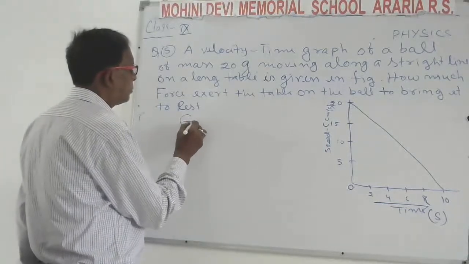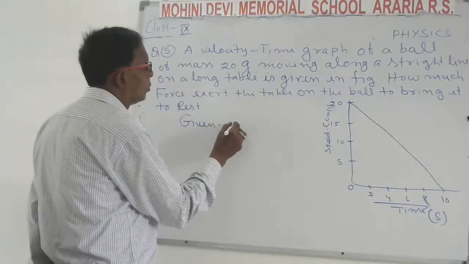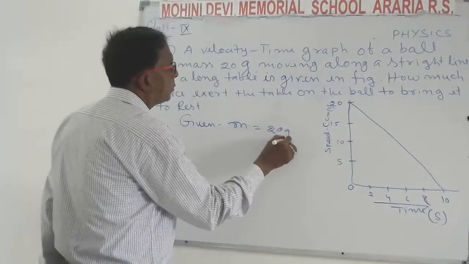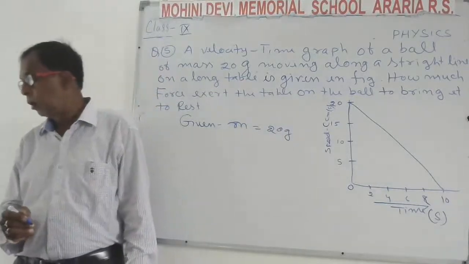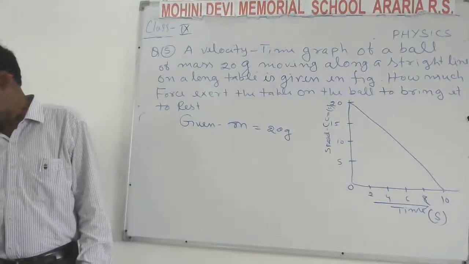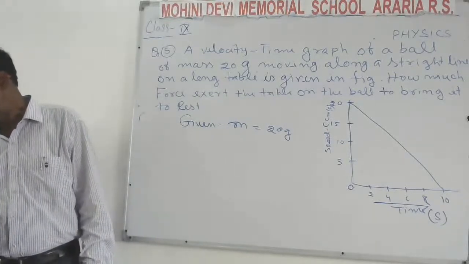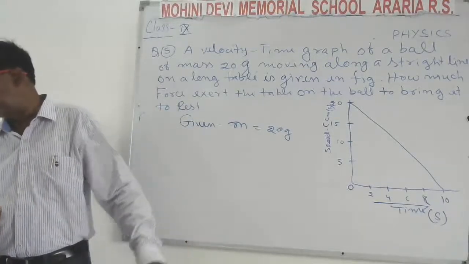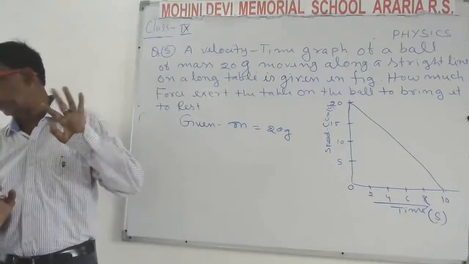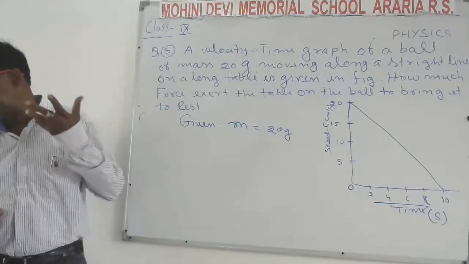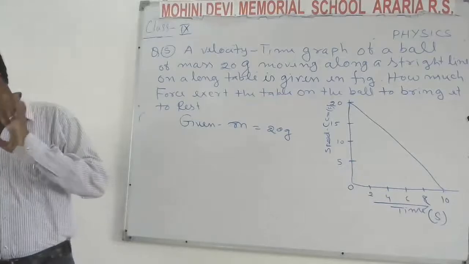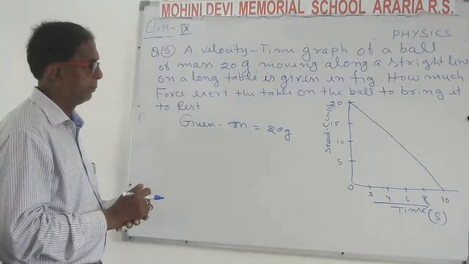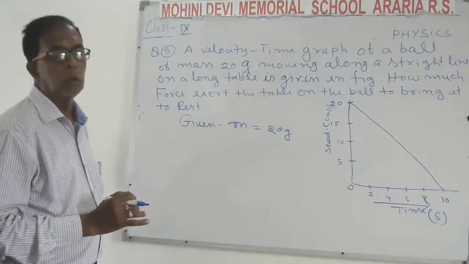Mass is given, 20 gram. A 20-gram ball is moving straight on a long table. How much force does the table exert on the ball to bring it to rest? How will you find it? Mass is only known.